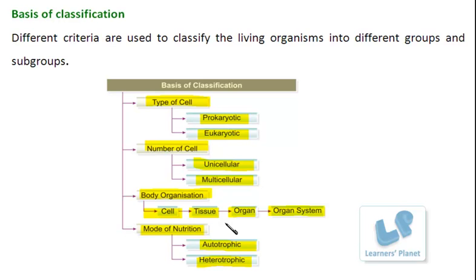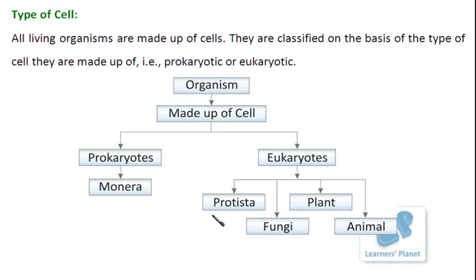Right? So let us focus on these points further. So the first criteria discussed is the type of cell. I already said that all organisms are made up of cells, and these cells can be either prokaryotic or eukaryotic. Prokaryotic means what? The cell in which the developed nucleus is absent.